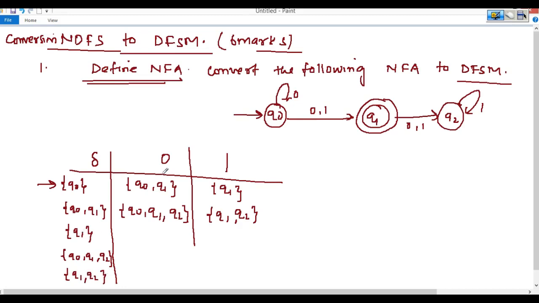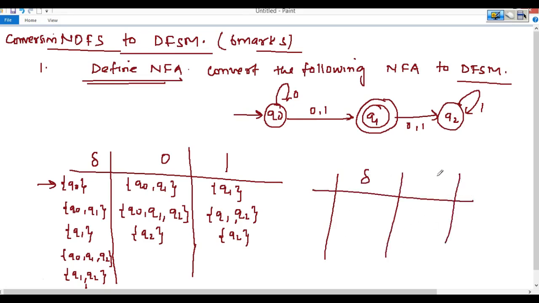Now we check Q1 on 0, which goes to Q2, and Q1 on 1, which again goes to Q2. Does any new state come? Yes, Q2 is a new state, so you have to write it here. This is delta, this is 0, this is 1. Q2 is the next state. Next, you check Q0 on 0 union Q1 on 0 union Q2 on 0. Combine all.